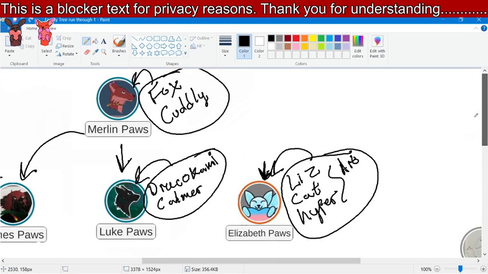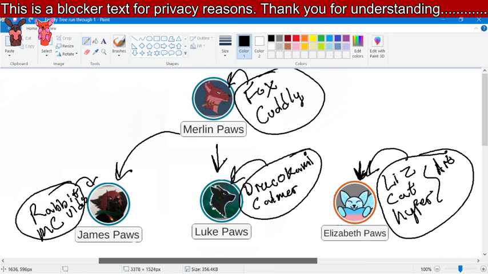Now those are the main four. You have Merlin, James, Luke, and Liz. Those are what I call the first generation. When we were first presenting ourselves, this is who first came forwards. In this particular instance, I'm going to be referred to as Gen 1. So this, I didn't do this. That's all Gen 1.